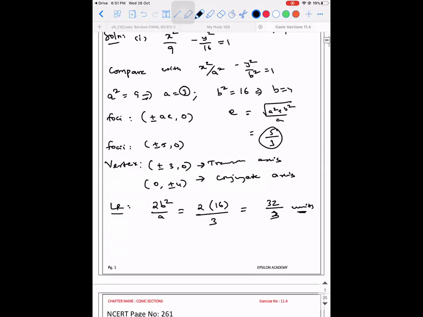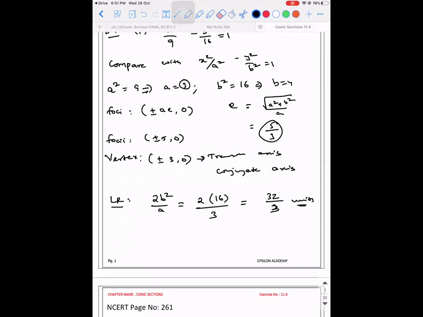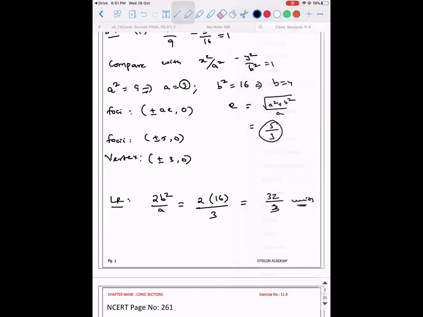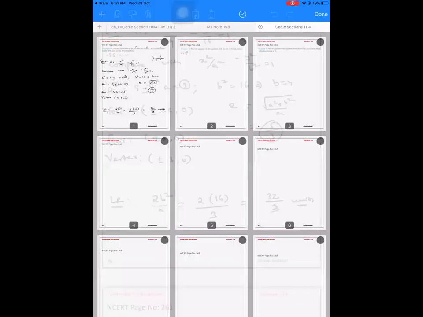I'm sorry. You'll not write this, because vertex is the point where the curve meets the axis. There is nothing like vertices of the conjugate axis. It is only plus or minus 3, because they've told vertices: 3 comma 0 is one and minus 3 comma 0 is the other. So other points are clear, right? Yes, sir.